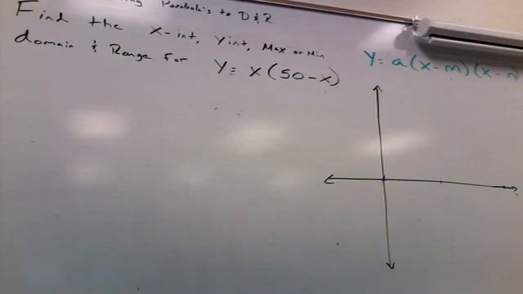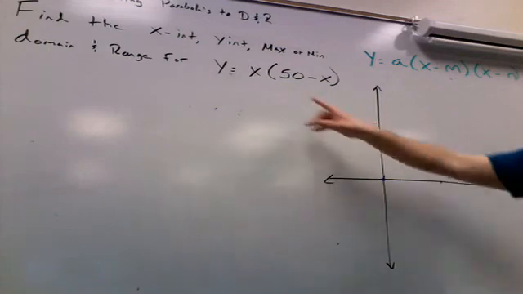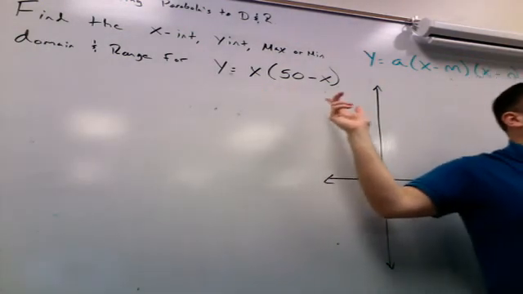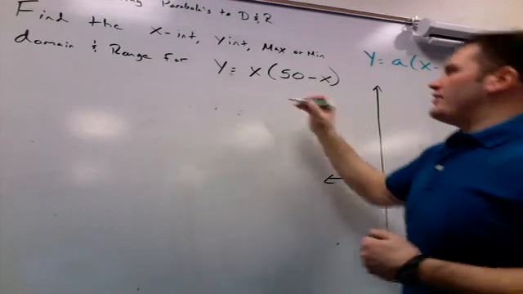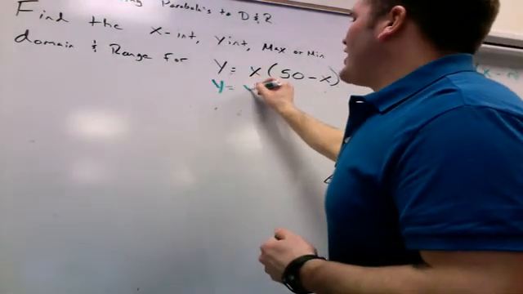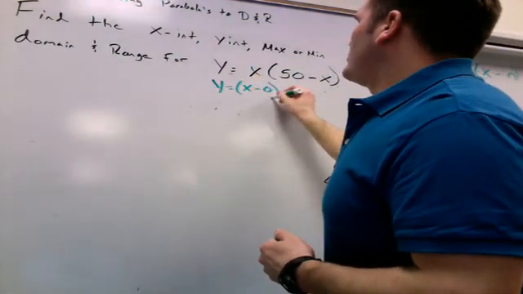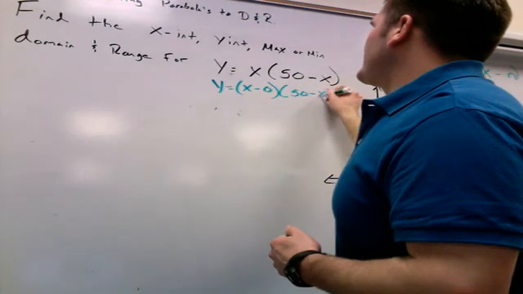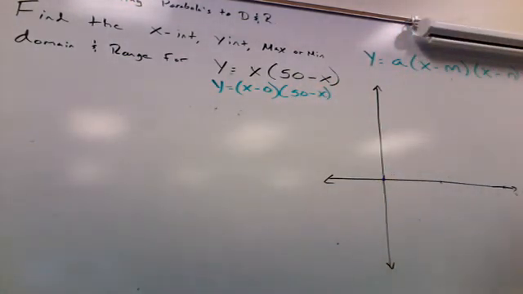Looks a little different, doesn't it? Mark, what do you think it is? 0 and 50, that's exactly right. This x, there's nothing subtracted from it, right? I could rewrite it like this: y equals x minus 0 times 50 minus x. But instead of doing the minus 0, we just left it out.